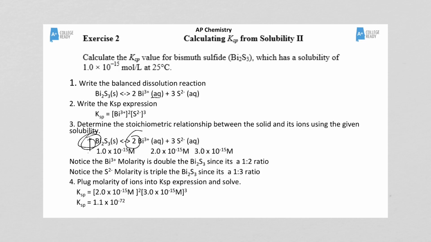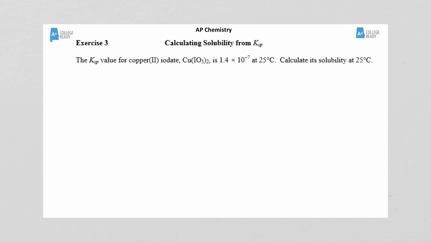So once I have these values for my ions, now I can go back and plug into my expression I had before. You've got to make sure you remember to square and cube the numbers, and then you get some ridiculous, negative 72 power. Okay, so what do we do?